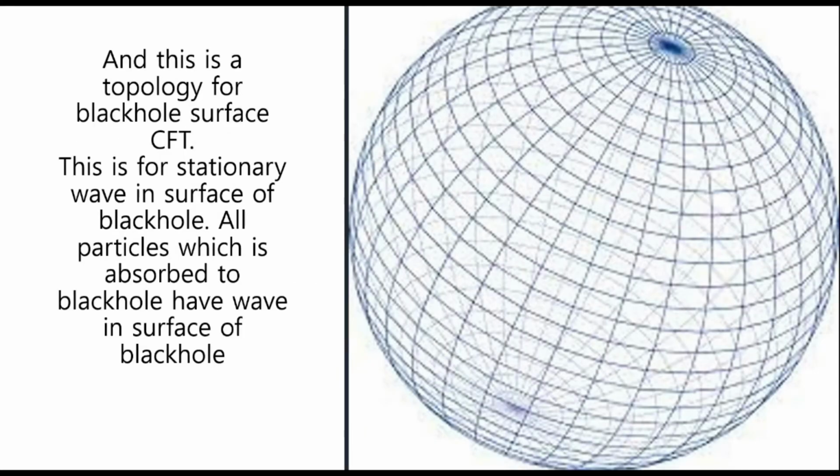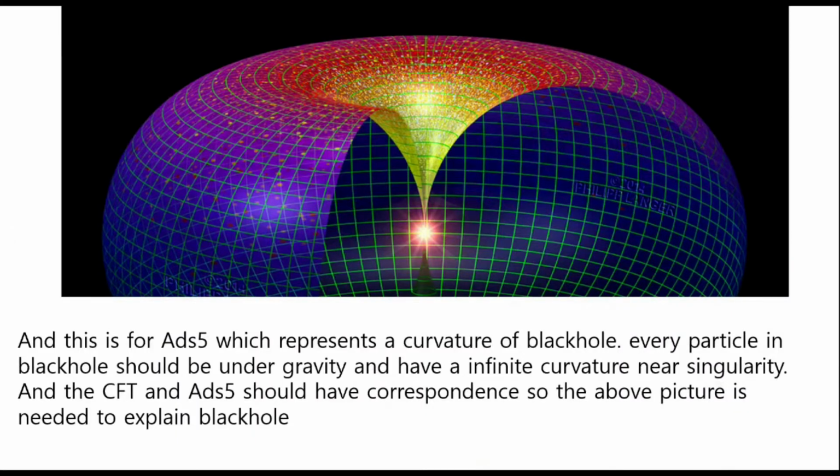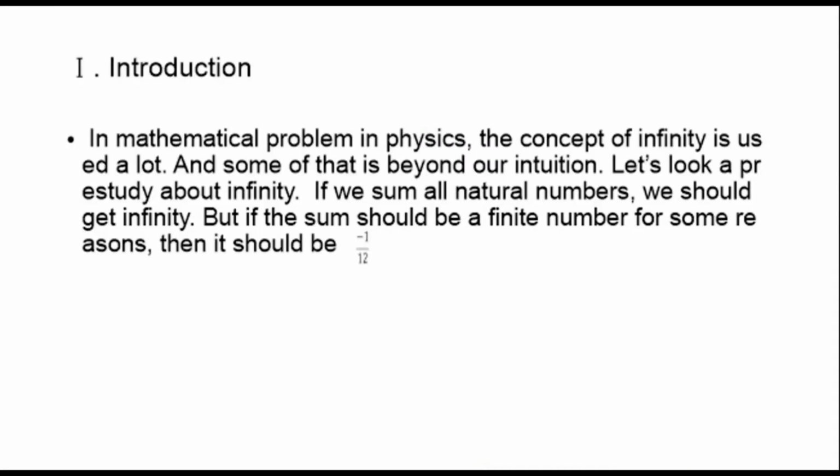This is a topology for the black hole surface, the CFT. This is for the stationary wave on the surface of the black hole. All particles which are absorbed into the black hole have a wave on the surface of the black hole. And this is for AdS5, which represents the curvature of the black hole. Every particle in a black hole should be under gravity and have an infinite curvature near the singularity, and the CFT and AdS5 should have correspondence, so the above picture is needed to explain the black hole.